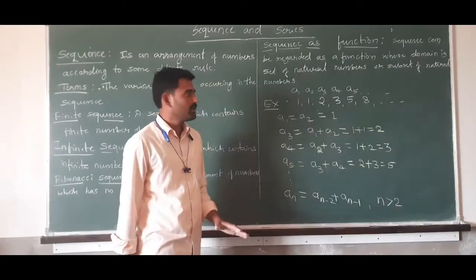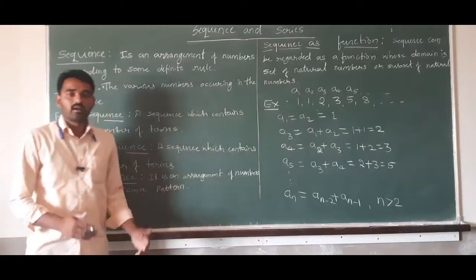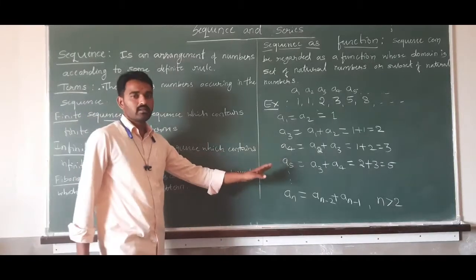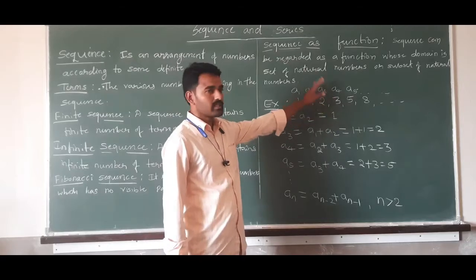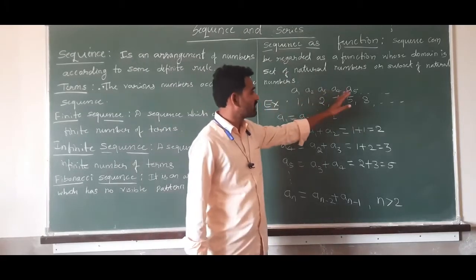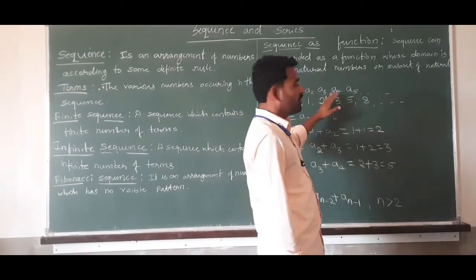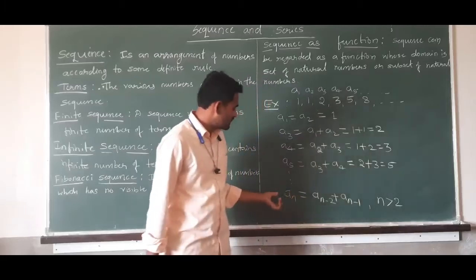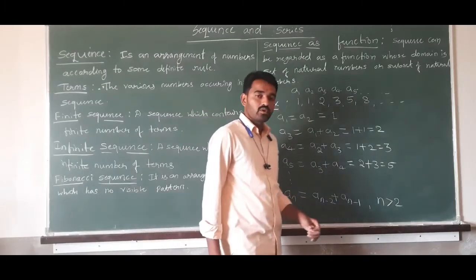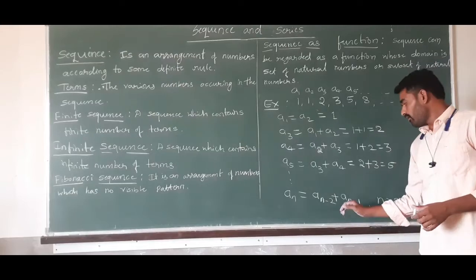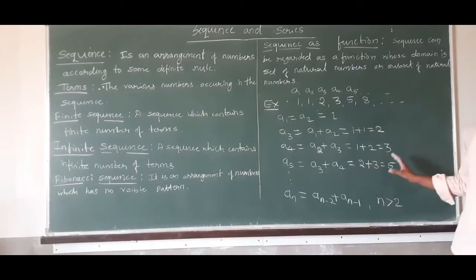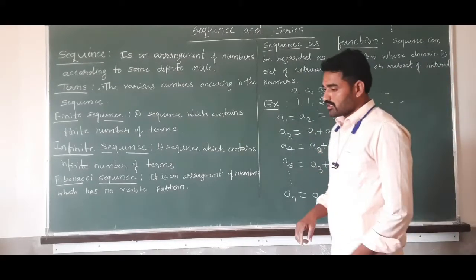In the Fibonacci sequence, the first two terms are the same. Next, the third term is the sum of the preceding terms. Similarly, the fourth term is the sum of the preceding two terms. In the same way, the nth term An is equal to A of n minus 2 plus A of n minus 1. This is the Fibonacci sequence.